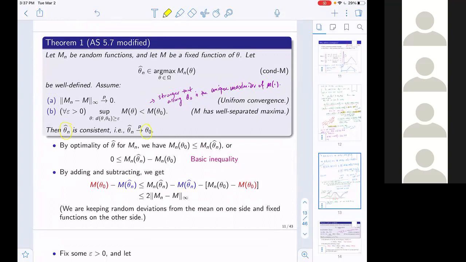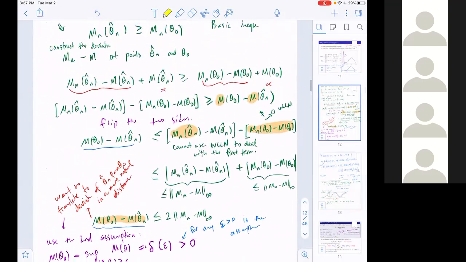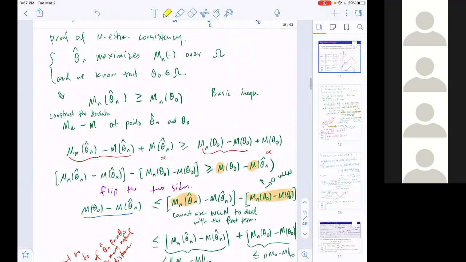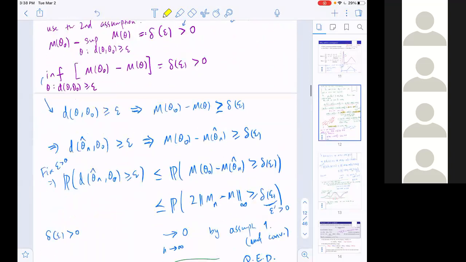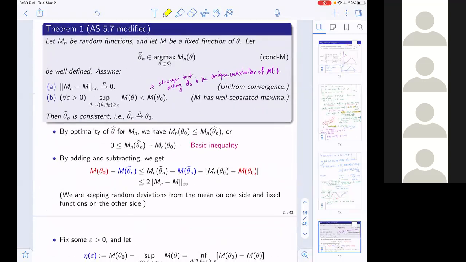The idea was using the basic inequality. I'm not going to repeat it, but it's a very useful argument. It's fairly simple, and I encourage you to go through it, try to understand it, and reproduce it for yourself. The basic idea of this proof recurs throughout theoretical statistics, and similar ideas have been used to prove consistency of various estimators.